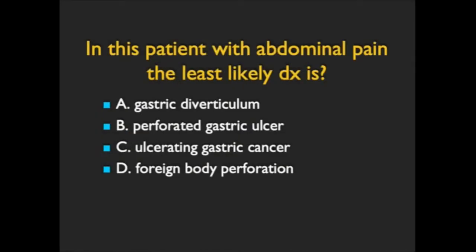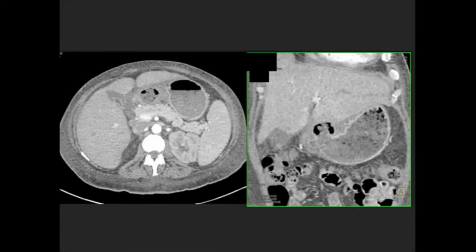In this patient with abdominal pain, the least likely diagnosis is, well, let's look at the images. The axial, you see a mottled density in the region of the antrum of the stomach, anterior to pancreas. And when you look at the coronal view, there's a perforation along the antral region on the lesser curvature. Now this, I guess, could this be a gastric diverticulum? I don't know. You could have outpouchings, but there's a break in the wall, and this is really extraluminal air and extraluminal fluid. This is a perforated ulcer.